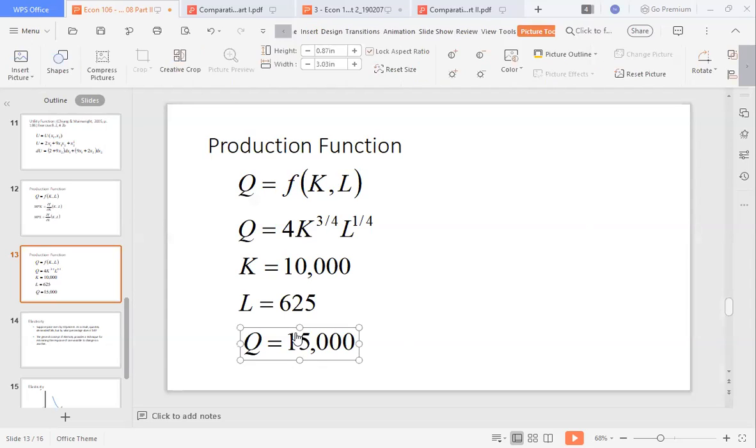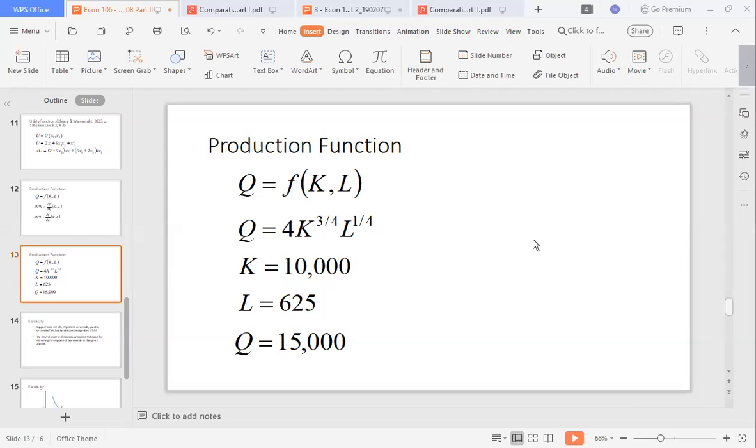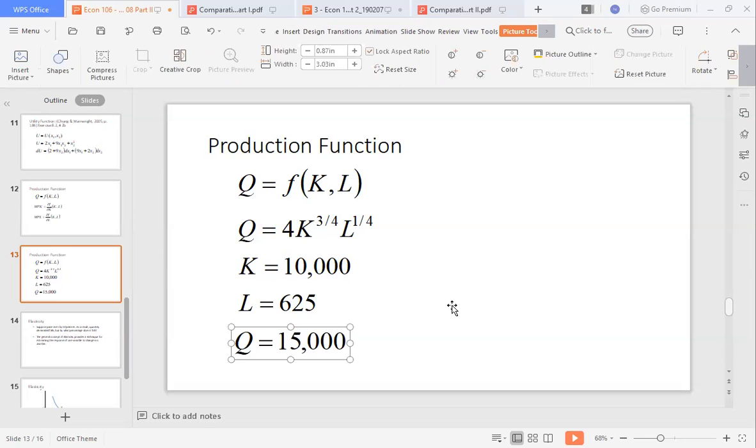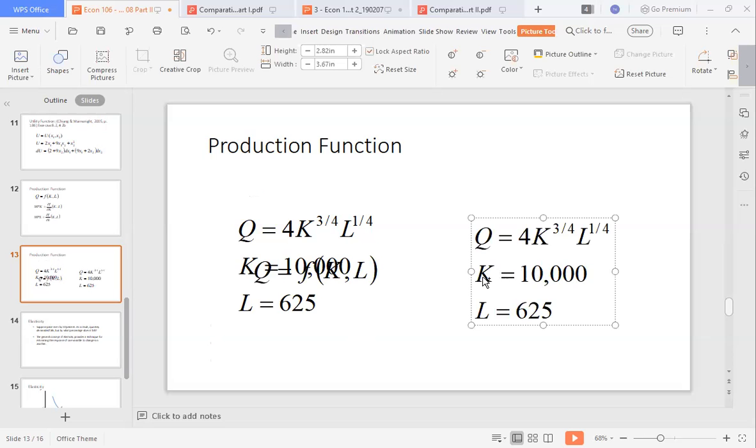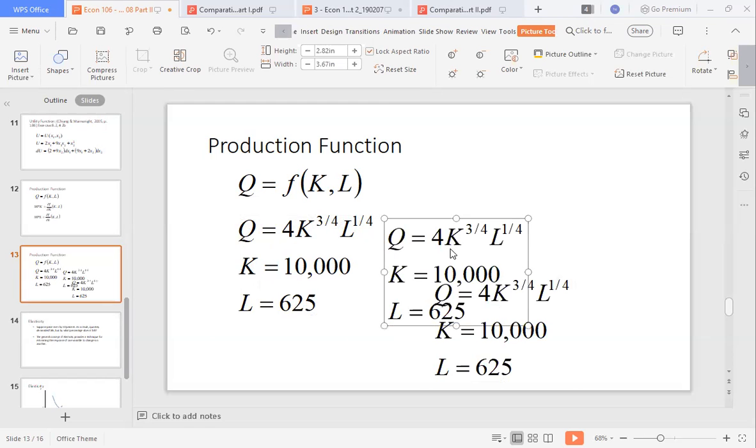Okay, alright. This one we had the same exercise before. Okay, so again, we have your production function, class. All you need to do is just to substitute the values that you have. So for example, when you have K as 10,000, you just have to substitute 10,000 into the production function. You also do the same for L, which is 625. So it would look like this.